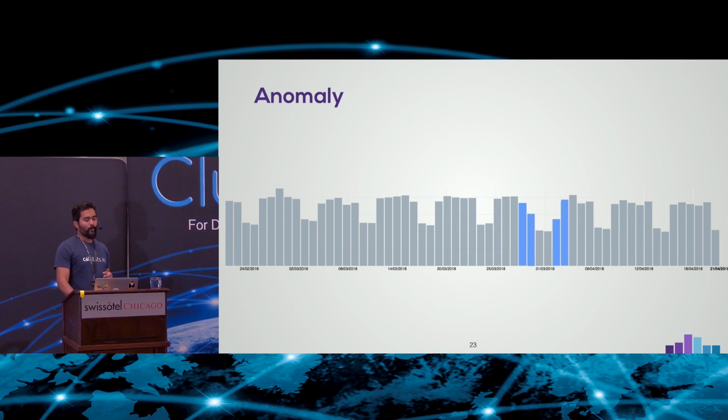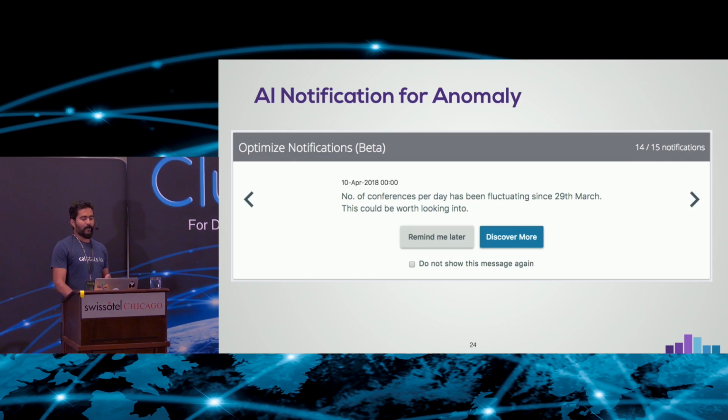There could be multiple reasons behind it. So what did our AI find out about it? Our AI actually found that, okay, there is an issue. It said the number of conferences per day has been fluctuating since 29th of March, so you might want to check it out. This is a notification that comes on our dashboard towards our customers so that it's actionable.